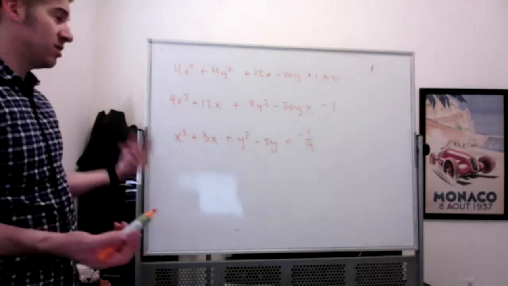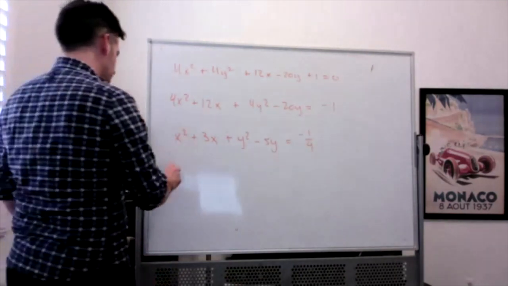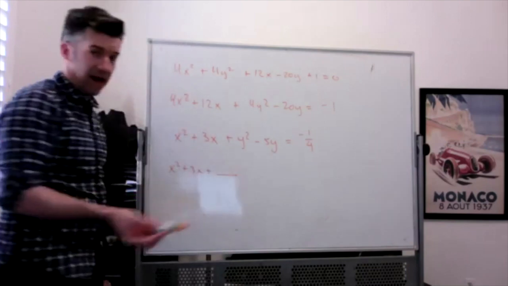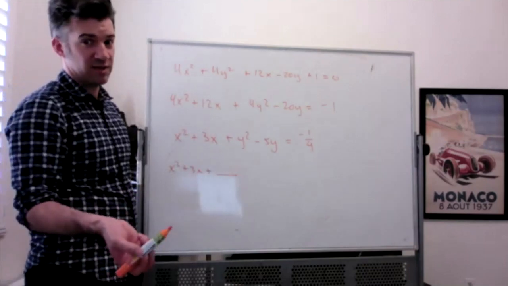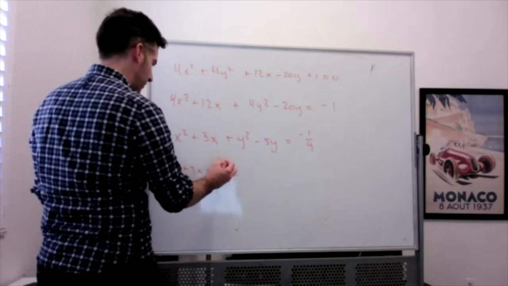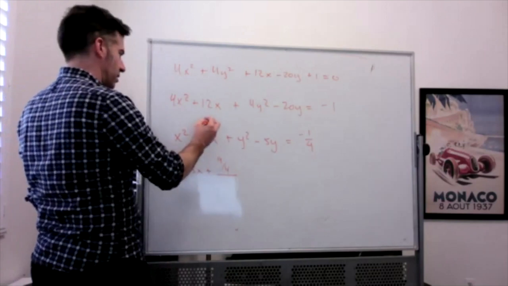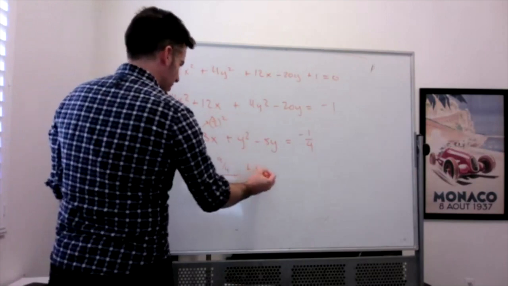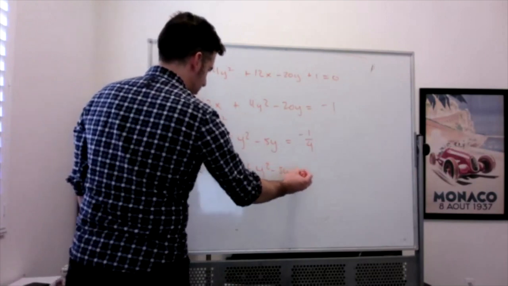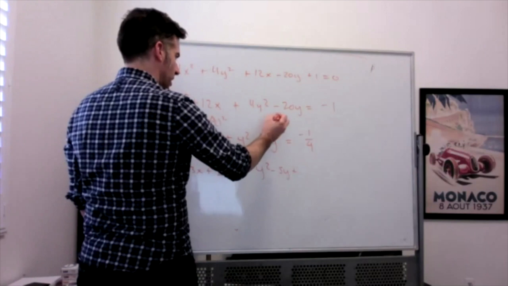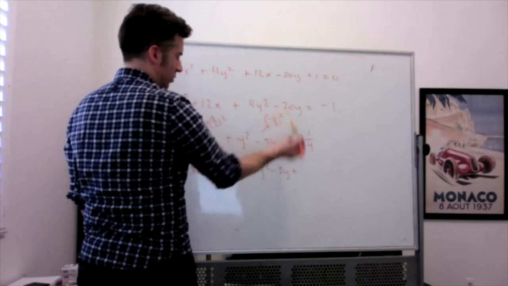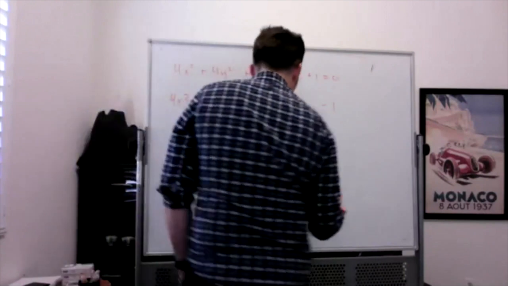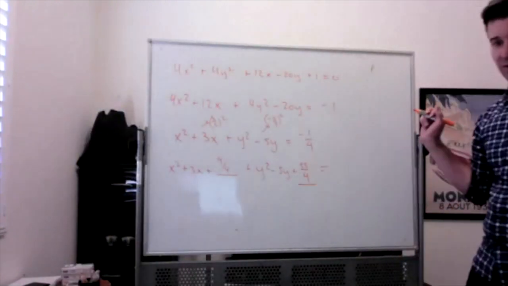And then I'm going to complete the square. So here, I have x squared plus 3x plus half of 3 squared. So 3 halves squared is 9/4. Right? I'm taking 3 over 2 and squaring it. Plus y squared minus 5y plus, I'm going to take negative 5 over 2 and square it and get 25/4. And then I'm going to add those numbers to the other side as well.